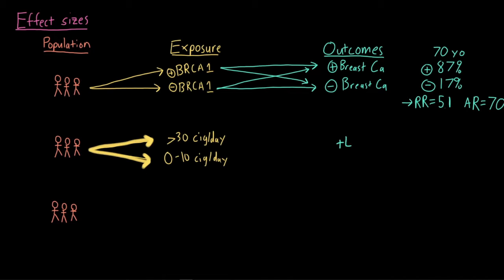Our outcomes will be varied types of lung cancer. Therefore, subjects can either go on to develop lung cancer or not develop lung cancer. In this case, there are also 4 total combinations.